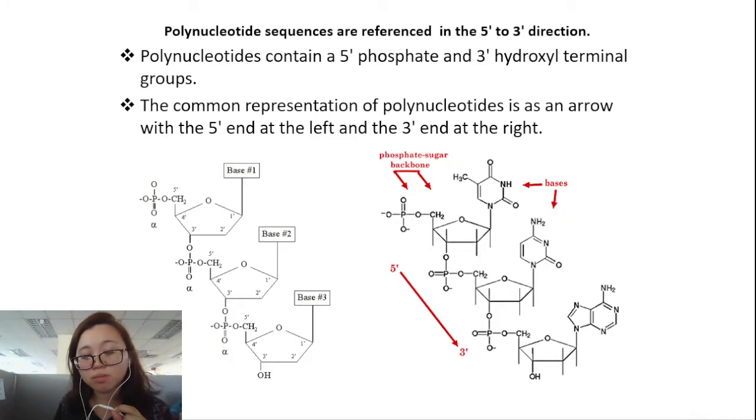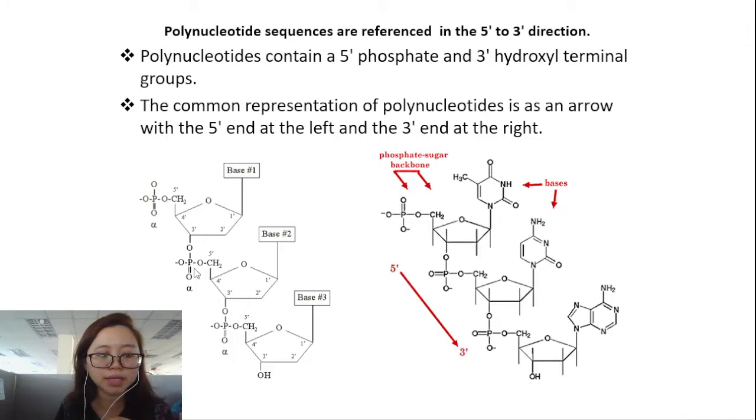Bila dia sambung-sambung macam tu, kita boleh pilih dia punya direction. Okay, once it is connected like that, for nucleic acids, we know which side is which. So polynucleotides will contain a 5' phosphate and 3' hydroxyl terminal groups. So bila kita sudah sambung, yang phosphate itu dipanggil hujung 5'. 5' end, 5. The common representation of polynucleotides is as an arrow with a 5' at the end at the left and 3' at the right.